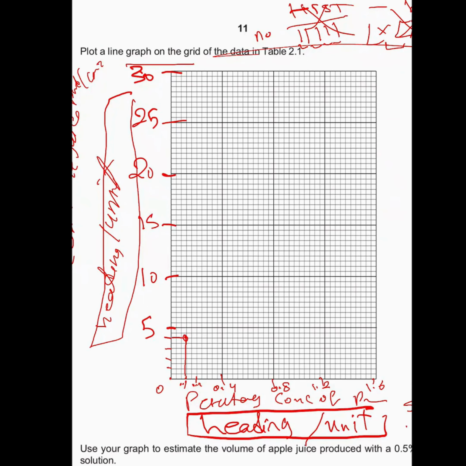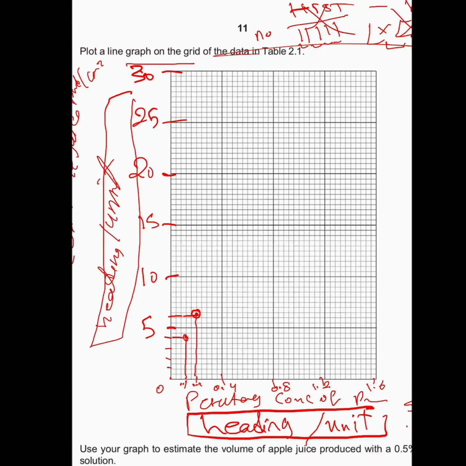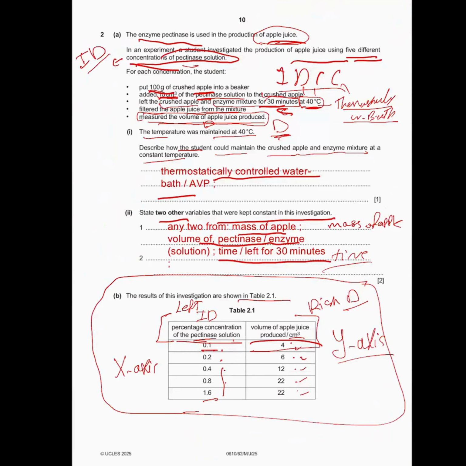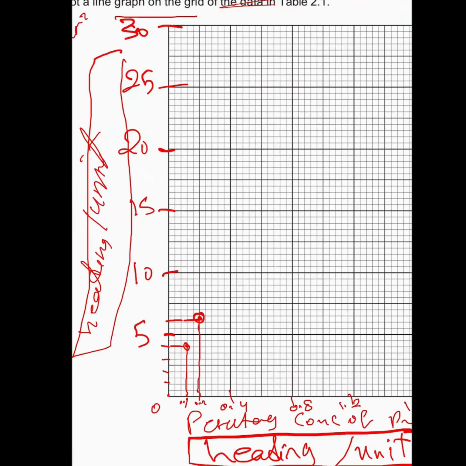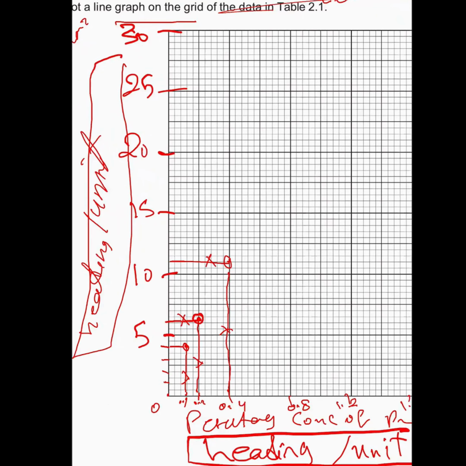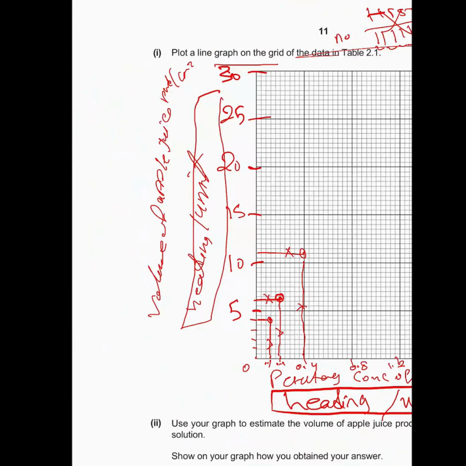Then we have 0.2. 0.2 with what? With 6, right? So this is 5. This will be 6. We go 0.2 and 6. We plot. I think the point was 0.4 with 12. Yeah, let's go for 0.4. Up, up, up, up, up, up, up. Each one with 2 points. So 12 is here. Don't do these lines. Just doing these lines for you to clarify. Okay? Next.